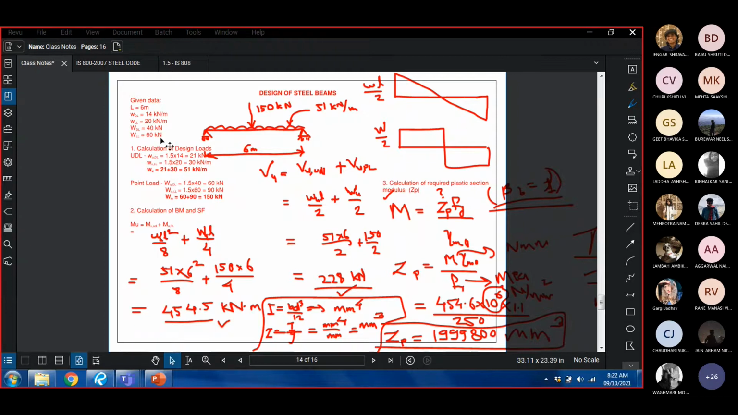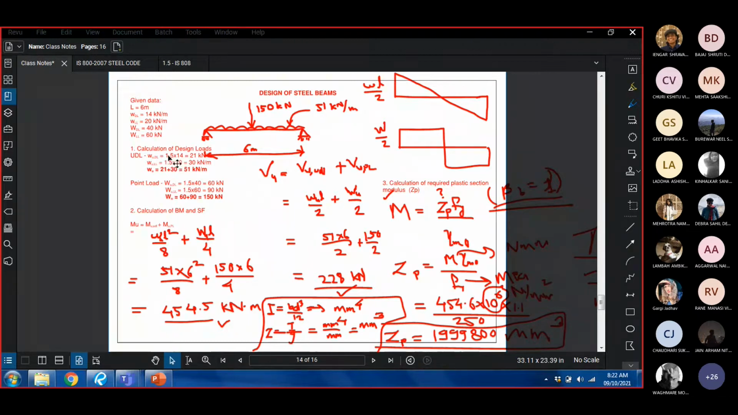And we have to select a suitable section which would be adequate to resist the moment generated because of these loads. So first we started with the calculation of design loads. So all of these are service loads. We need to multiply these by partial safety factors to convert them into factored loads or design loads. So we know that for dead and live, the partial safety factor is 1.5.